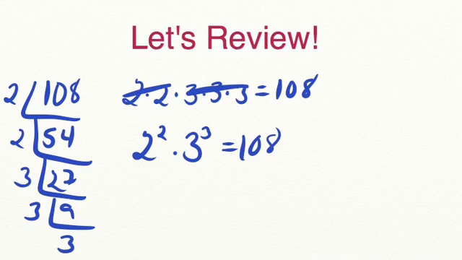So there are 3 main steps for prime factorization. Step 1, find the prime factors. Step 2, write out the prime factors in an equation. And step 3, shorten your equation using exponents.